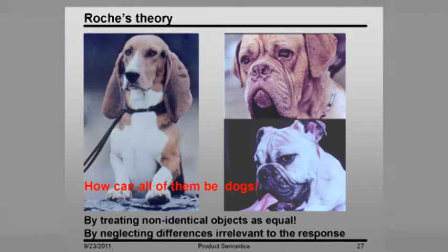Yeah. So Roche sort of modified that theory and came out with something quite interesting. And just see how it is that human beings recognize all of them as dogs. They're so very different, right? So she said that treating non-identical objects as equal is a human trait. That we categorize by treating non-identical objects as equal, exactly the opposite of what Aristotle had said. And whatever is not useful for the response, we neglect that. Okay. And only take what is useful for the response and decide that they are equal or not equal. Okay.